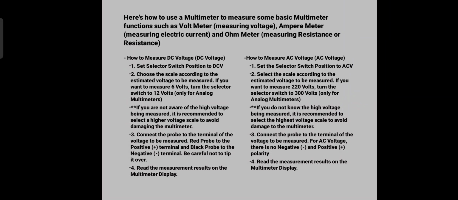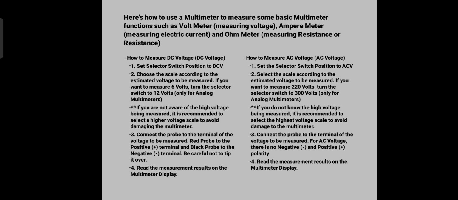Multimeter important parts. A multimeter or multitester generally consists of three important parts including 1. Display. 2. Selector switch. 3. Probes. Here is how to use a multimeter to measure some basic multimeter functions such as voltmeter or measuring voltage, ammeter or measuring electric current, and ohmmeter or measuring resistance.